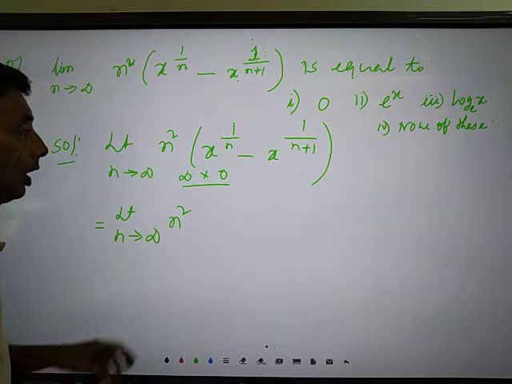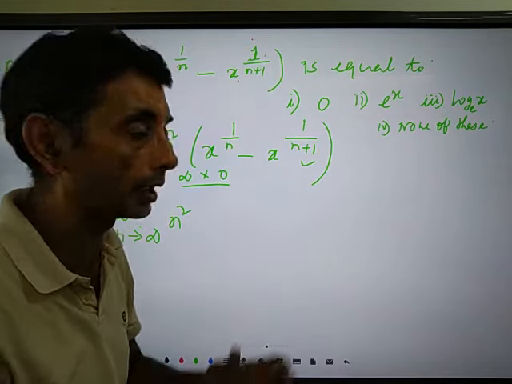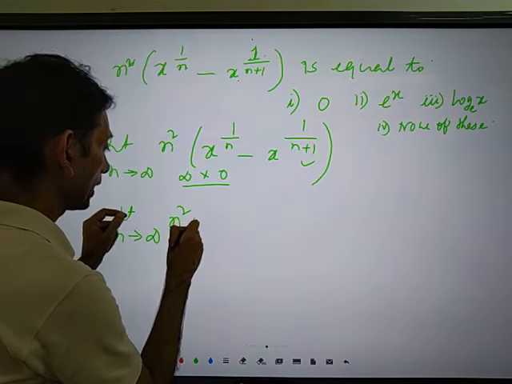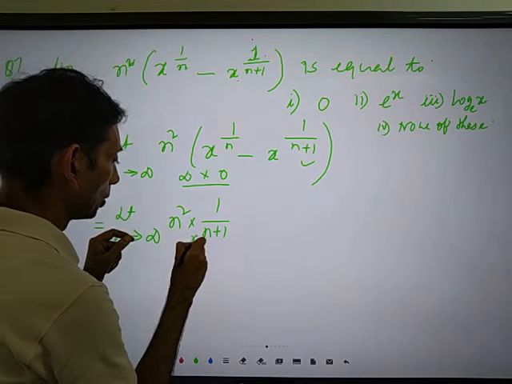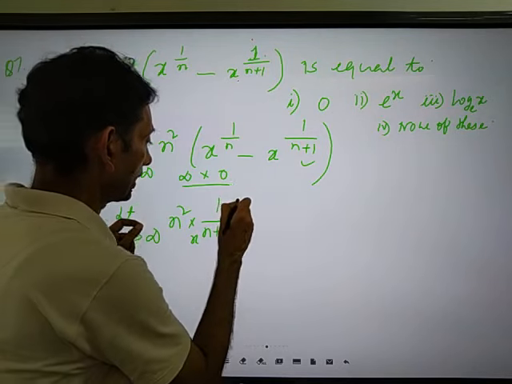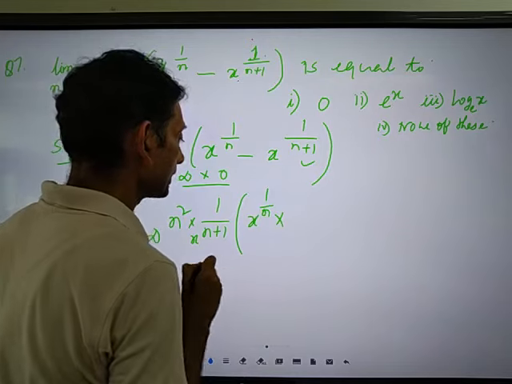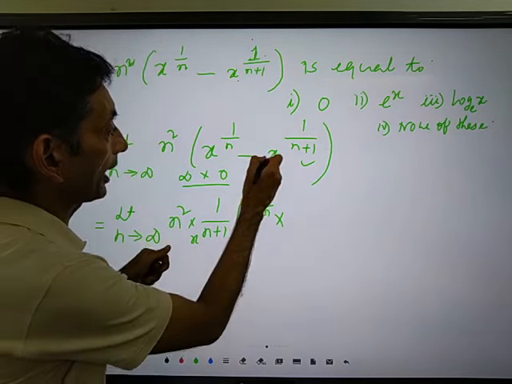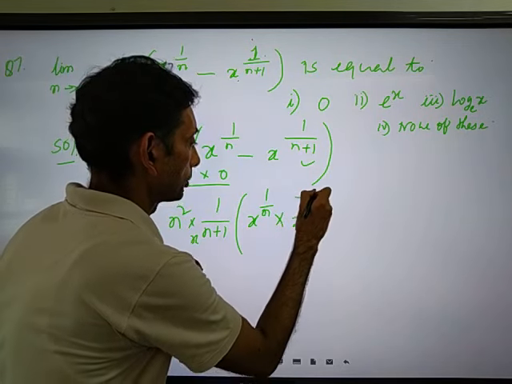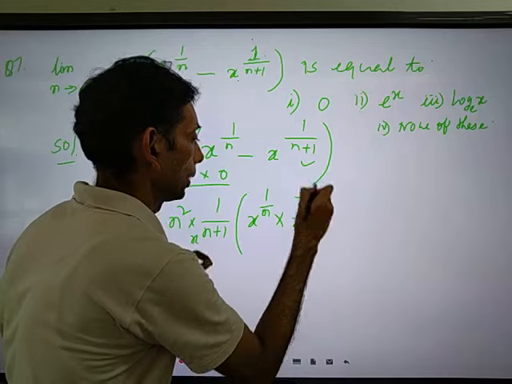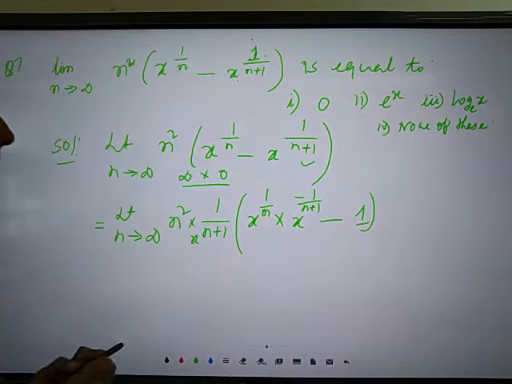From this expression, we are going to take x to the power 1 upon n plus 1 common. So this will be x to the power 1 by n, and since from this expression also we have taken x to the power 1 upon n plus 1 common, this will be multiplied by x to the power (1/n minus 1/(n+1)) minus 1. Done. This is step 1.